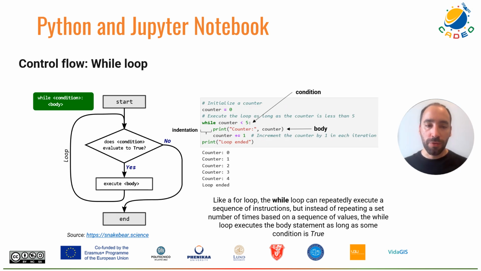The third type of control flow that is most popular is the while loop. Like the for loop, the while loop allows us to repeat a sequence of instructions. However, there is an important difference between them. A for loop runs a set number of times based on a sequence of values. In contrast, a while loop continues to execute as long as a given condition remains true. In simple terms, the while loop checks the condition before each iteration. If the condition is true, it runs the block of code inside it. The process repeats until the condition becomes false.